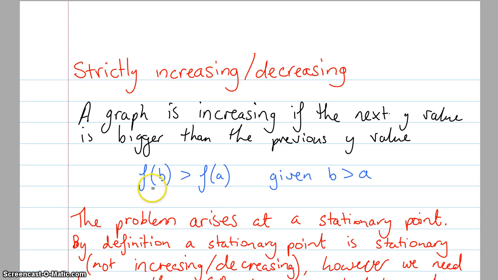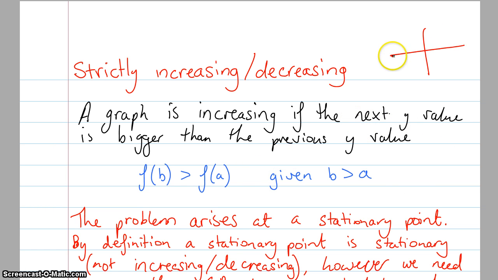So what we're saying is if B is bigger than A, and we can make an example, B is 5 and A is 2 or something, just choosing two x values, that's what the B and A are here, x values. So given that B is bigger than A, then what we're asking is, is the y value when x is B bigger than the y value when x is A? If that's the case, then we can assume that this graph is increasing.